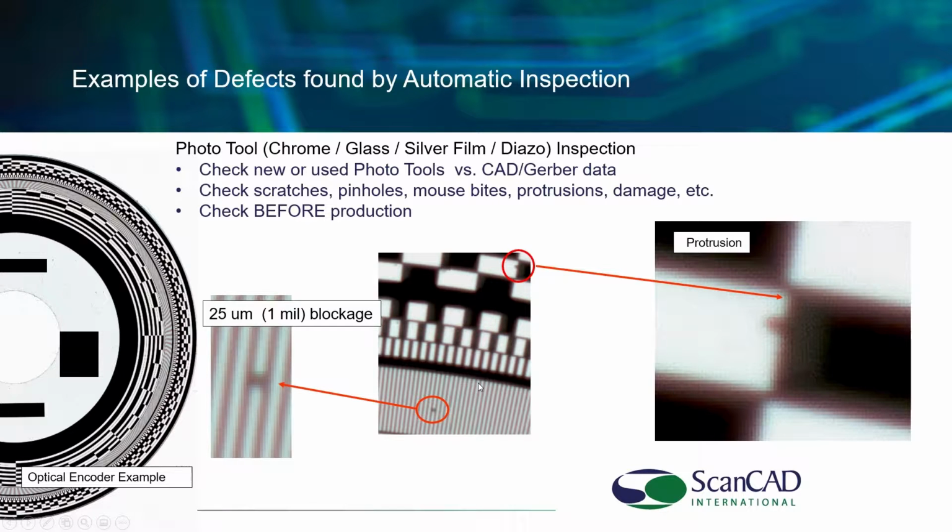In some cases, the operator might be able to effect a repair on this before the part is shipped. This is actually not a photo tool here. This is the actual part that would ship to the customer, this glass part.